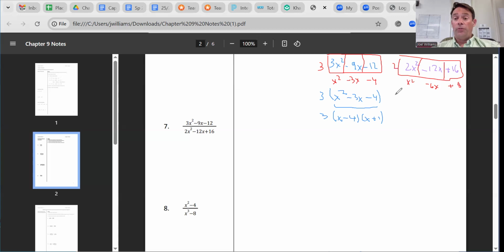Okay, so that means we can pull the 2 out, and we're left with x squared minus 6x plus 8. So 2 times x squared minus 6x plus 8. We've simplified that down a little bit more. If we did our factoring on that, we'd get x minus 4, x minus 2.